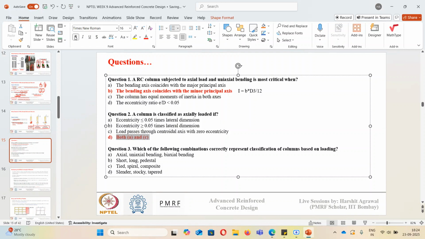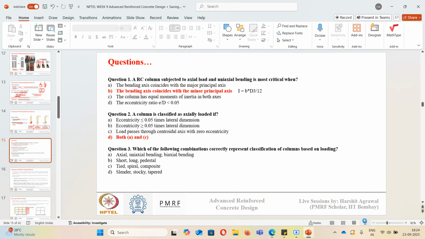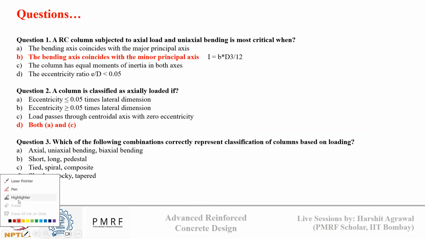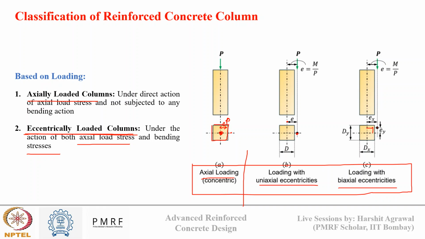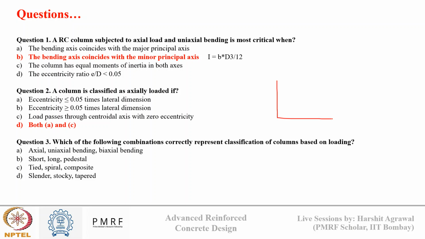So see, we talked about three classifications of column. I will just place it on slideshow mode. We talked about three classifications of column: axially loaded and eccentric loaded, uniaxial and biaxial. So what happens when we are talking about actual structures? It is not always possible that the load will act on the centroid. The load may be acting at some distance away from the centroid also. Suppose this is the point where the load is acting.